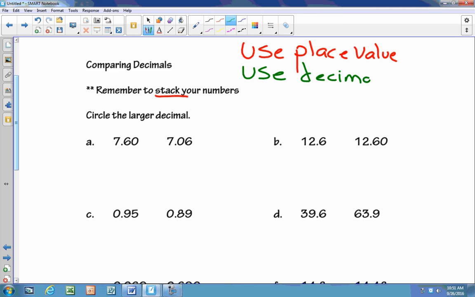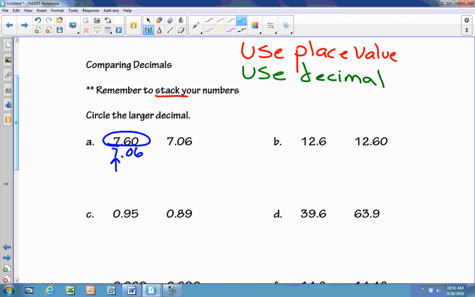I'm going to use an example right here for letter A. So we have 7 and 60 hundredths, and then we have 7 and 6 hundredths. If I take my second number and I line it up using my decimal, I can see right here that the 7 in the ones place is the same. Then in the tenths place, I have a 6 or a 0, so this is the larger number.